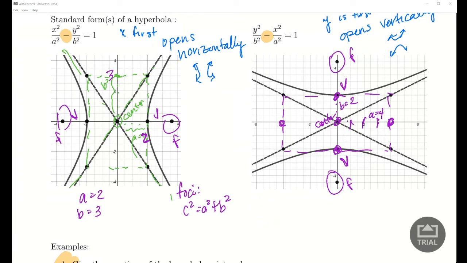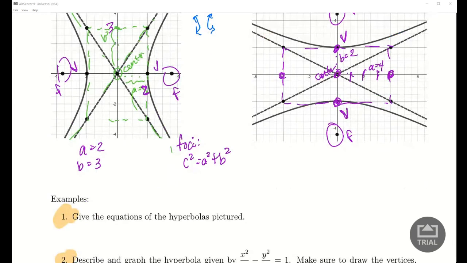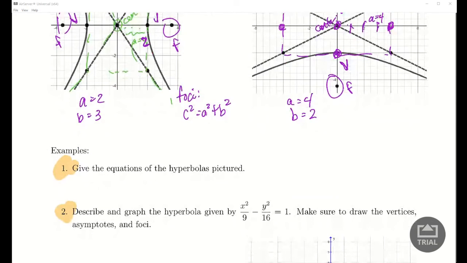Okay. So on this one, on the right-hand side, B is 2 and A is 4. And we are going to just write down the number 1 here is to give the equations of these hyperbolas. So for the one on the left-hand side, x is first because it's opening left and right, or horizontally. So x squared over 2 squared minus y squared over 3 squared equals 1.